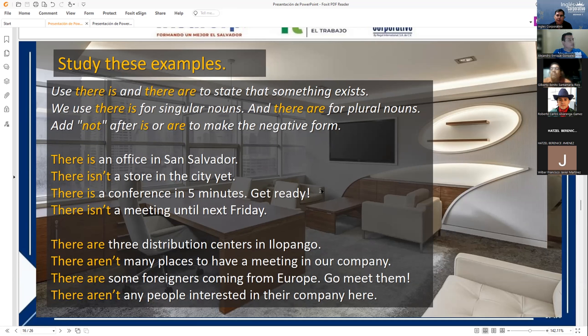Now, the gentleman for the plural. Another girl. Leti, you can do it. Okay. There are 3 distribution centers in Ilopango. There aren't many places to have a meeting in your company. Many places to have a meeting in our company.